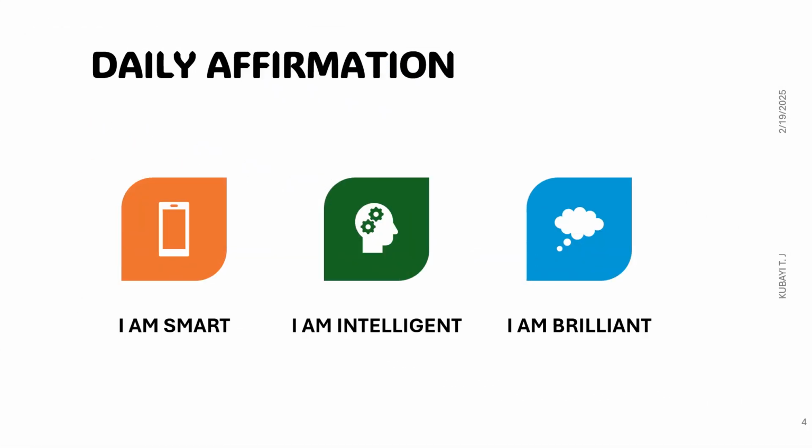I like to start my lessons with a daily affirmation. Repeat this after me. I am smart. I am intelligent. I am brilliant. Repeat this after me again. I am smart. I am intelligent. I am brilliant. Now you have spoken positively to yourself.